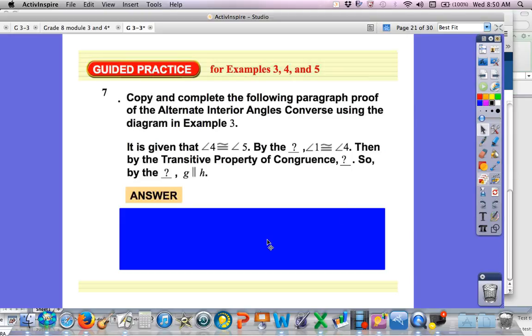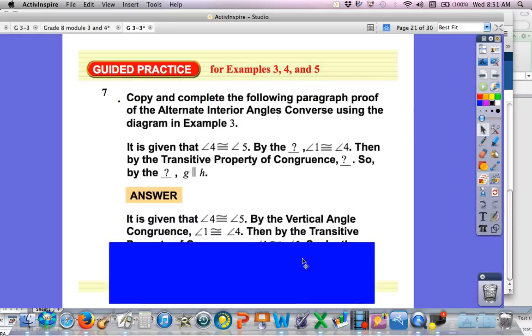So number 7, copy and complete the following paragraph proof using the diagram in 3. You could also do this as a 2-column proof. So they're telling you angle 4 is congruent to angle 5. That's given. So angle 1 is congruent to angle 4. In this case, they're giving you the reason and then the statement. So angle 1 is congruent to angle 4 by what? That's what you're filling in. So 4, 5, and 1 are going to be congruent by the transitive property of congruence.